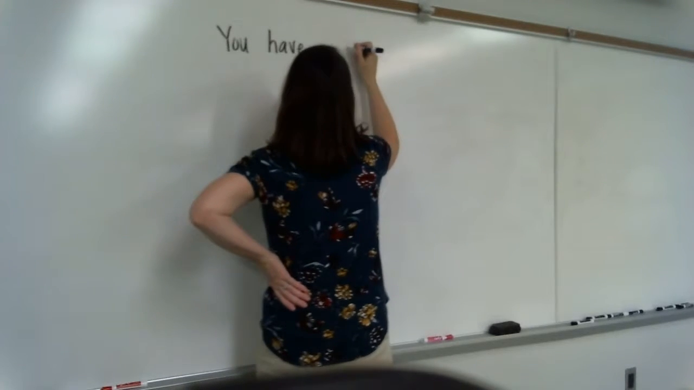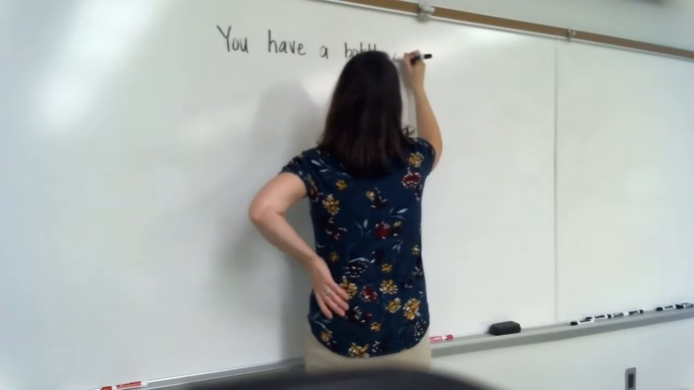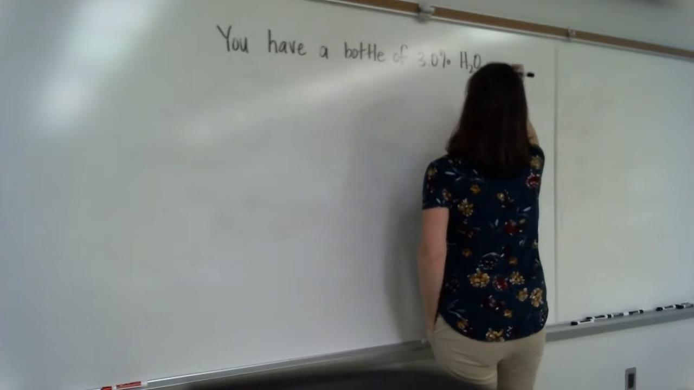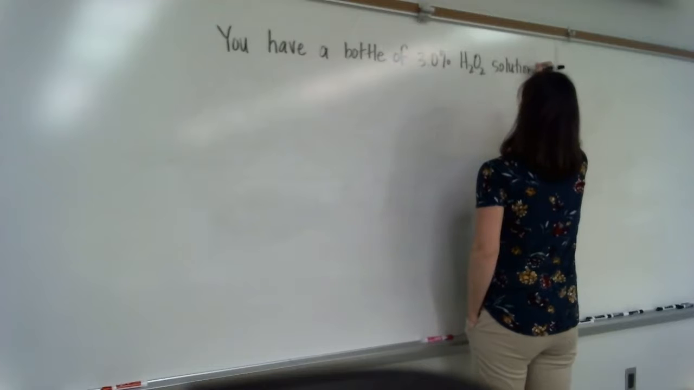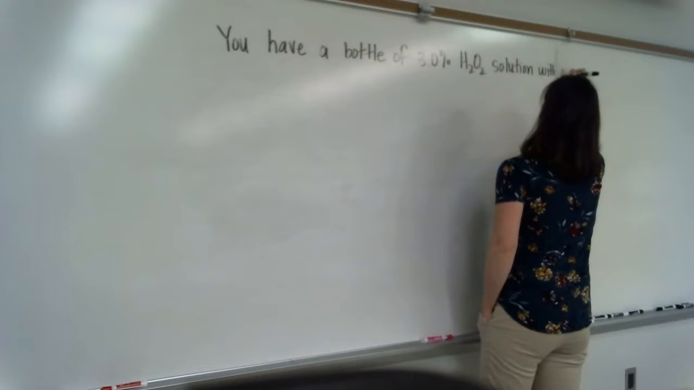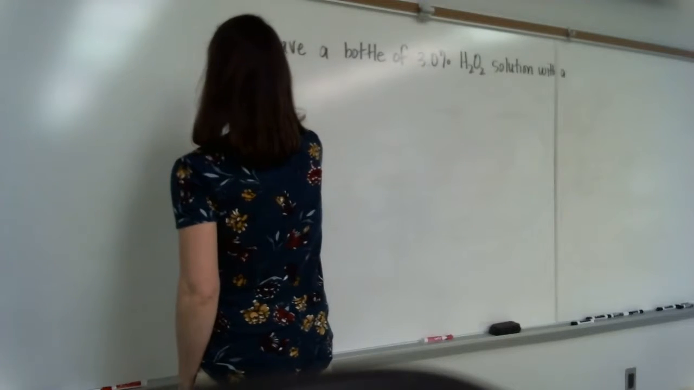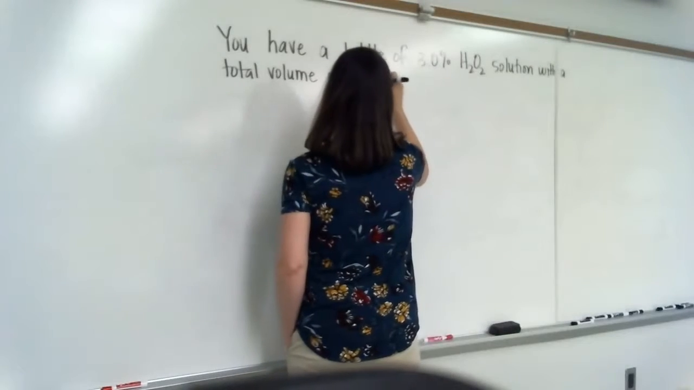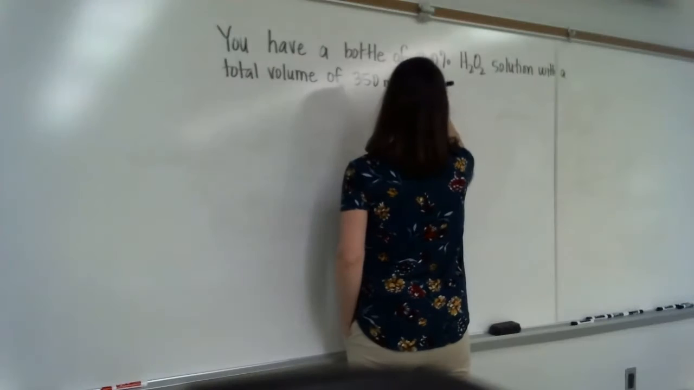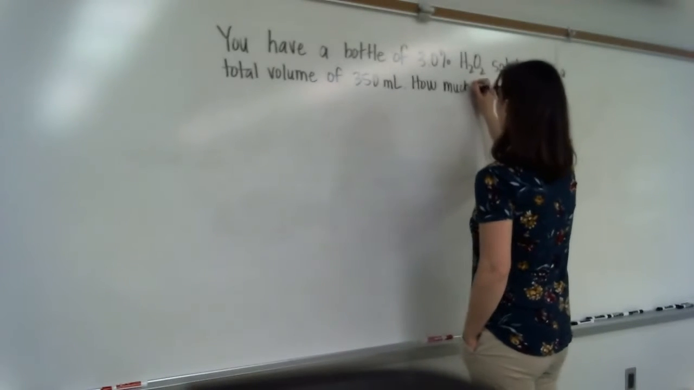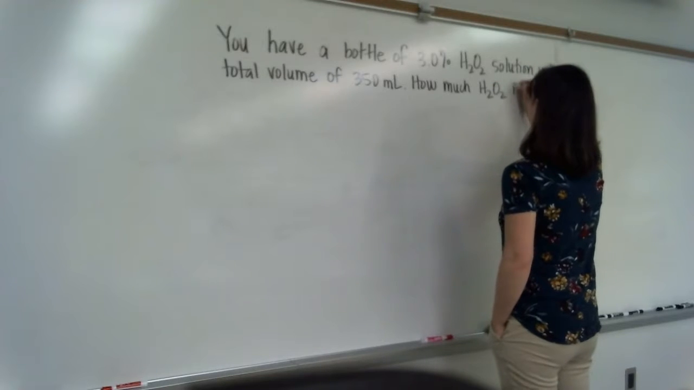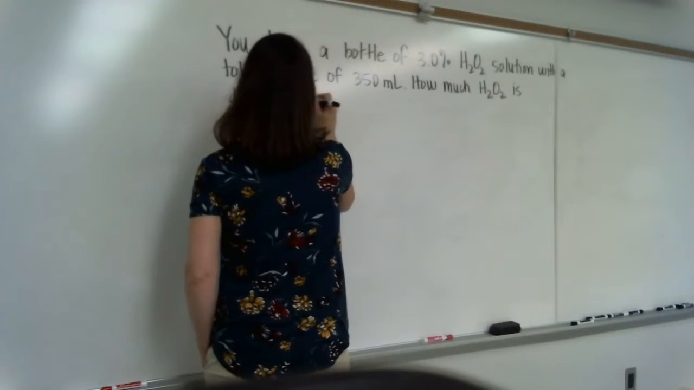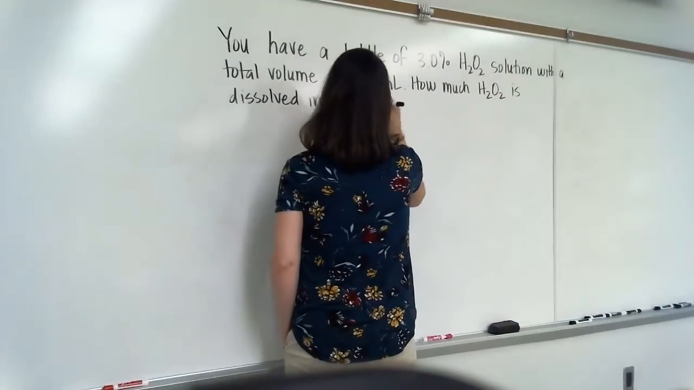You have a bottle of 3.0% hydrogen peroxide solution with a total volume of 350 mL. How much H2O2 is dissolved in the solution?